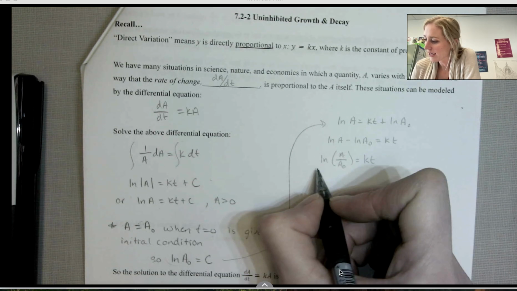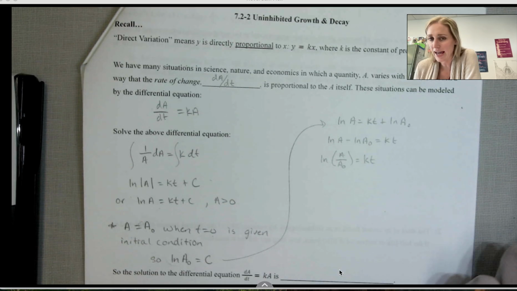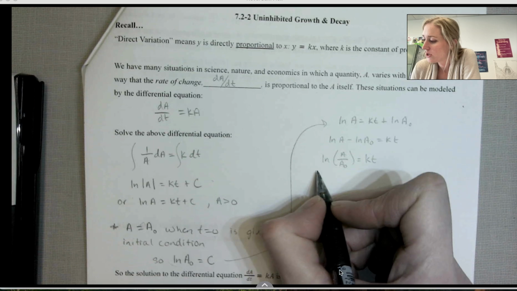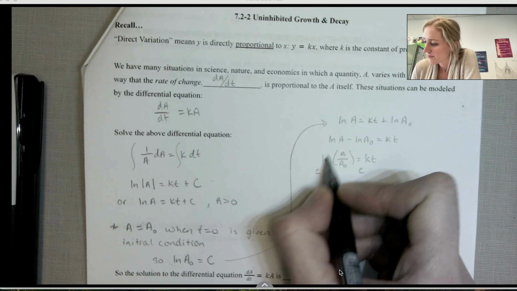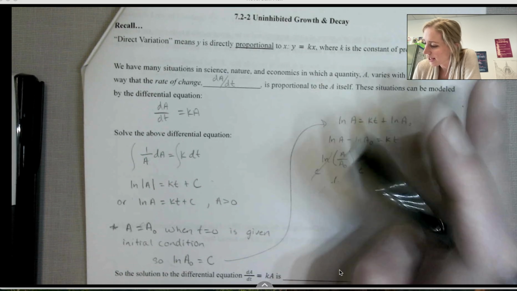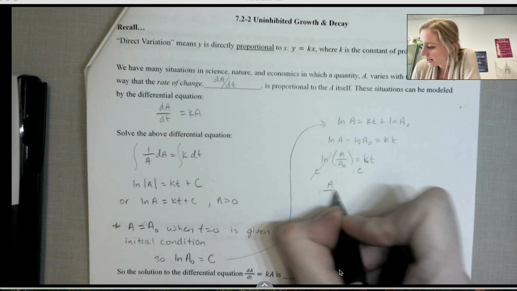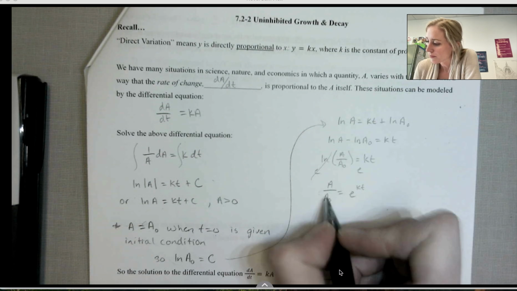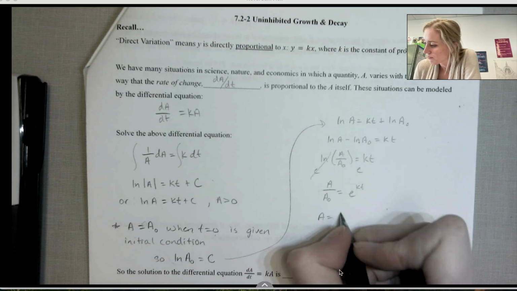And then I can exponentiate both sides. I'm going to solve for A because A is that amount that we're solving for after a time t typically. So I'm going to exponentiate both sides. So the natural log canceled over here. So we have A over A naught equals e to the kt. Multiply both sides by A naught, and we get this equation.